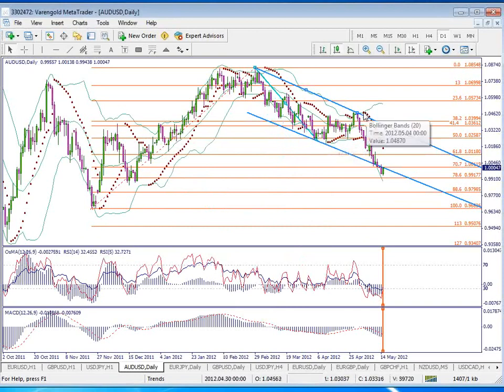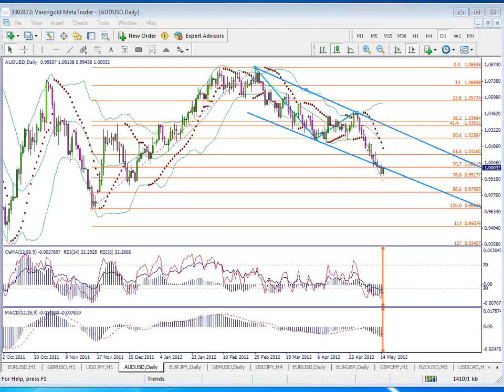Because from this low, the pair just went up and made a new important high. This is all that I can see. And from this high, it just went into the downtrend. So sometimes we just have to guess.